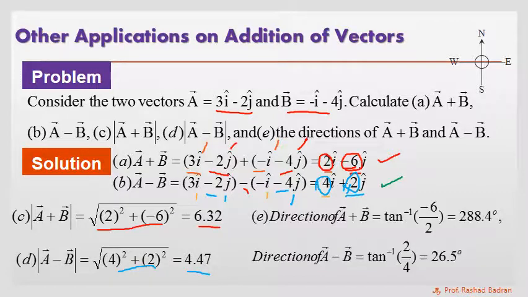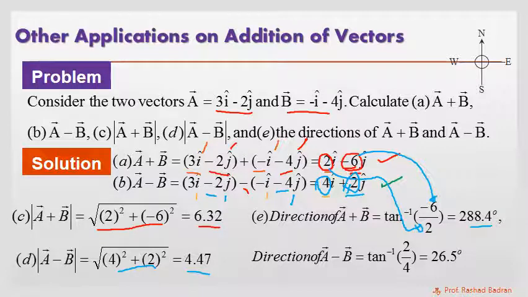Regarding the directions, for the added vectors, take the tan inverse of the y component divided by the x component. And here we get an angle of 288.4, and this angle is obviously in the fourth quadrant.